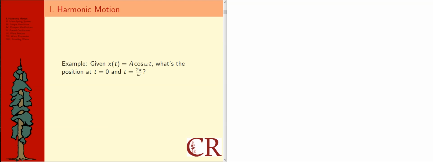Given x of t is equal to a cosine omega t, what's the position at t is equal to 0 and t is equal to 2 pi over omega? Now, we learned in the last example that using a cosine is an equally valid way of describing simple harmonic motion. So this function we're looking at here is another description of simple harmonic motion.